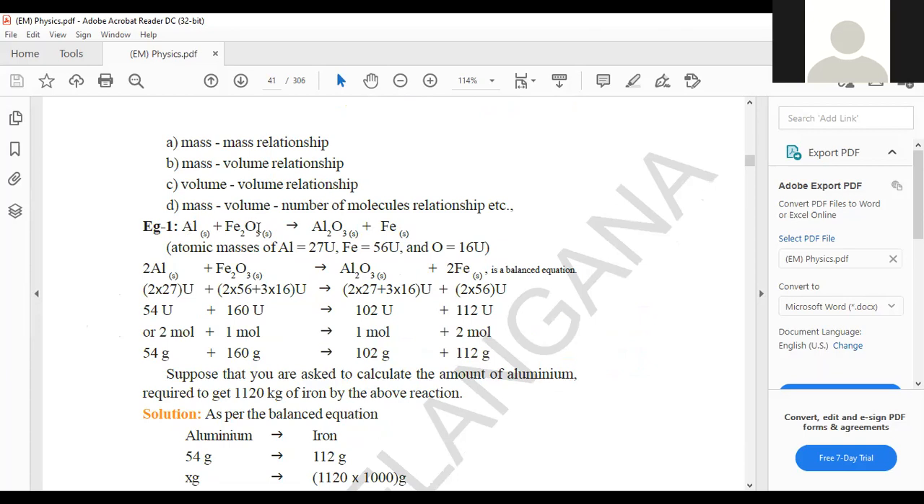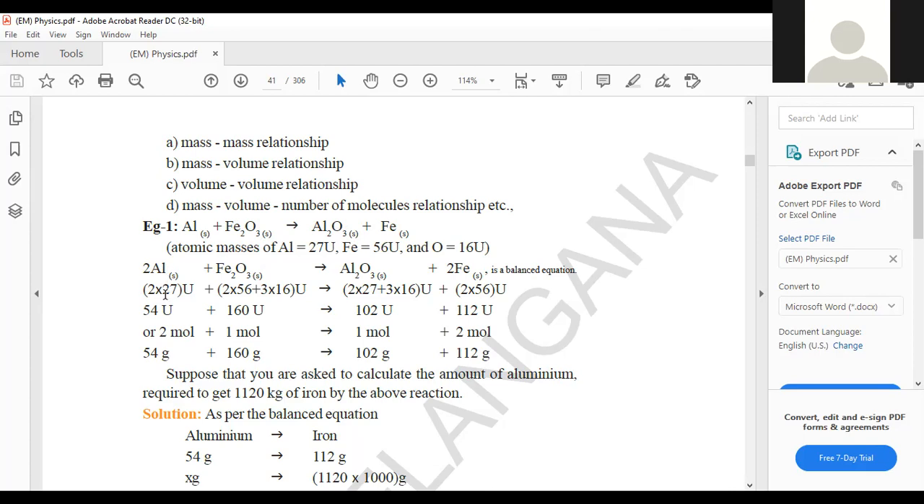Let us explain aluminium plus Fe2O3, formation of Al2O3 plus Fe. Here, their physical states are also represented, like solid, solid, solid, and solid. All the substances are in solid state. It is called a mass-mass relation because all are in solid form only.